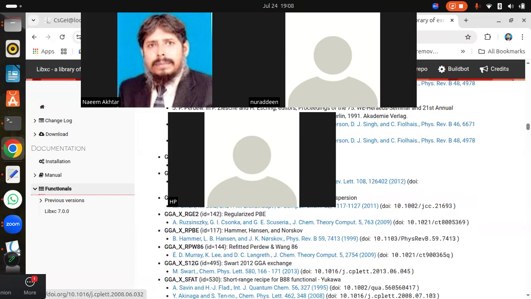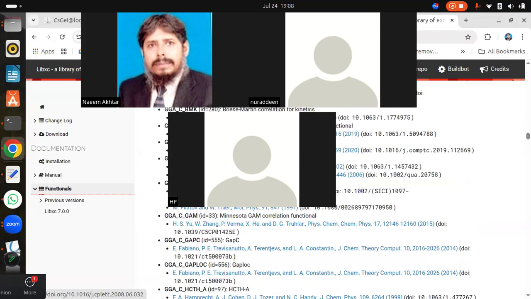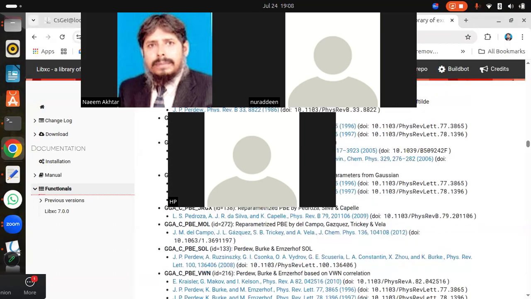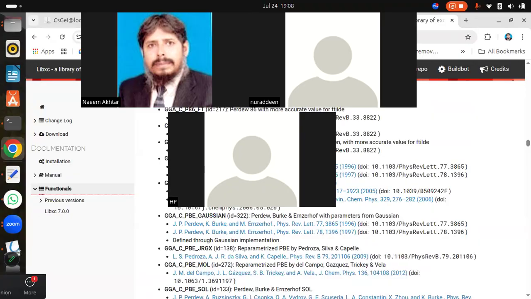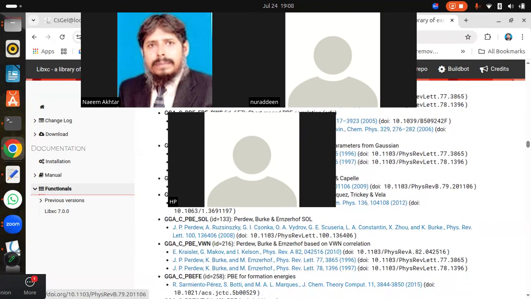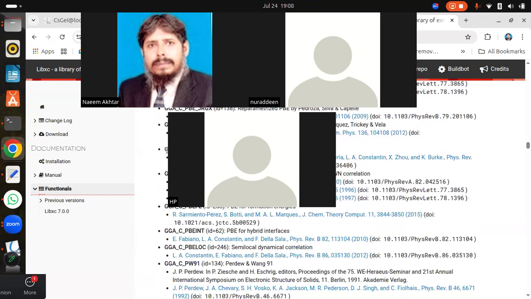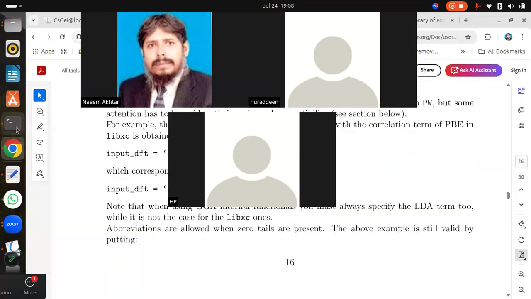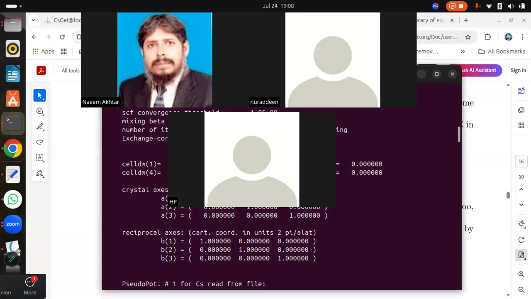And we want to see where the correlation of PBEsol is. This is the correlation of PBEsol, which is 133. Perdew, Burke, Ernzerhof. Now the question is that our code is not using those numbers, it is using 10 and 8. This is actually the ID of the internal libraries of Quantum Espresso.